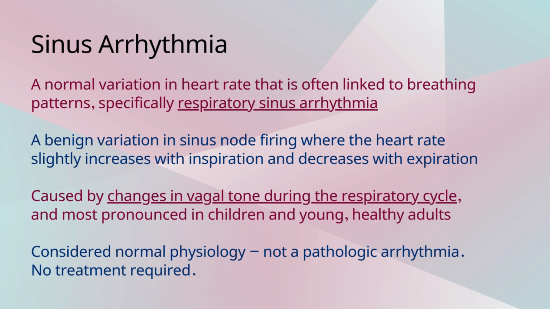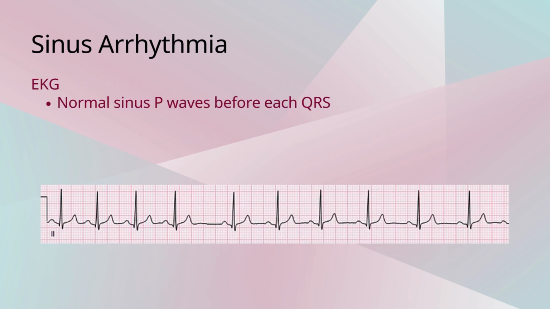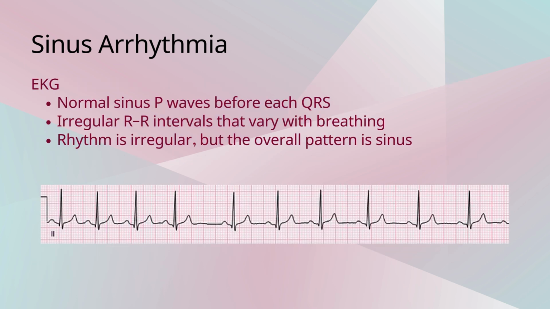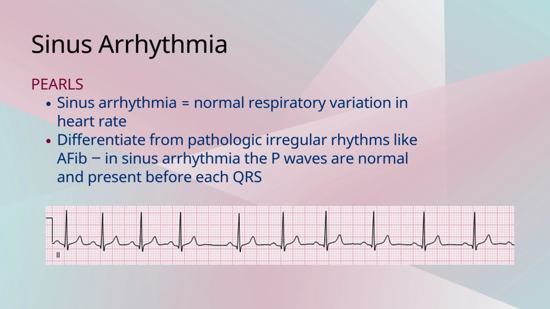So in the EKG, you'll see a normal sinus P wave before each QRS, but the RR interval varies in a regular pattern with respiration. It's most commonly seen in children and young healthy adults, and it doesn't require any treatment. So the pearl here is sinus arrhythmia is a normal respiratory variation in heart rate, not a pathological rhythm.